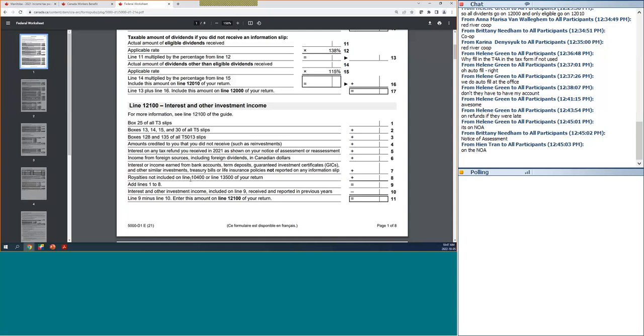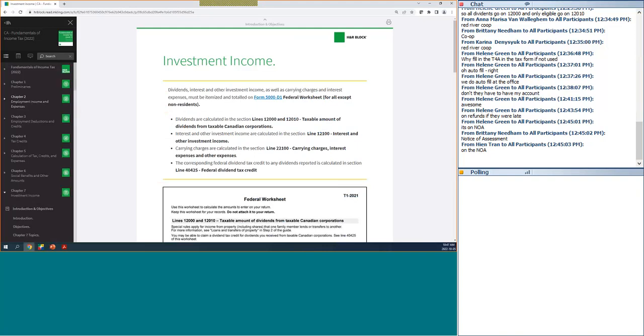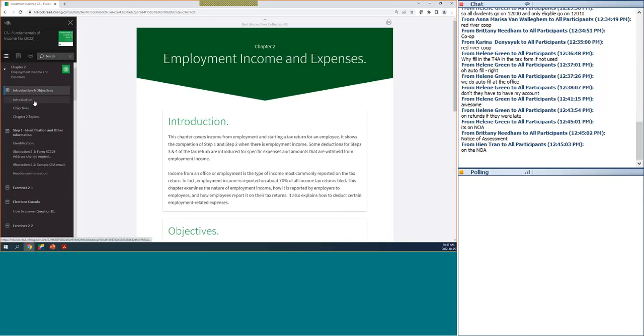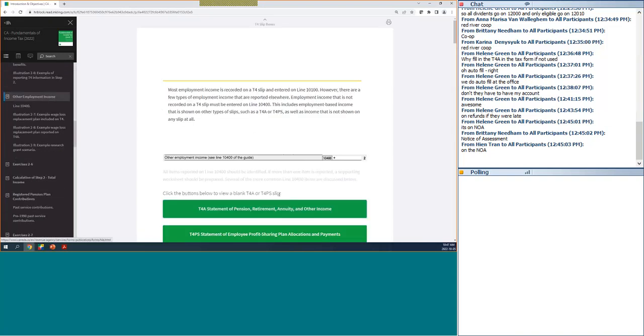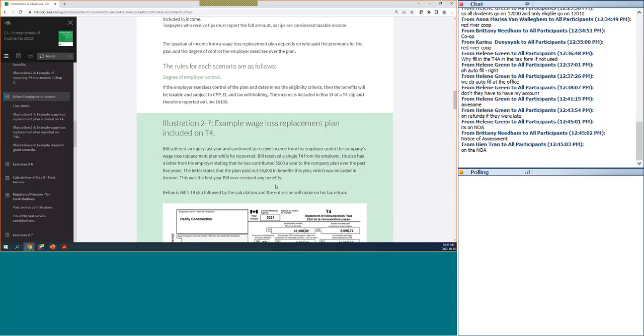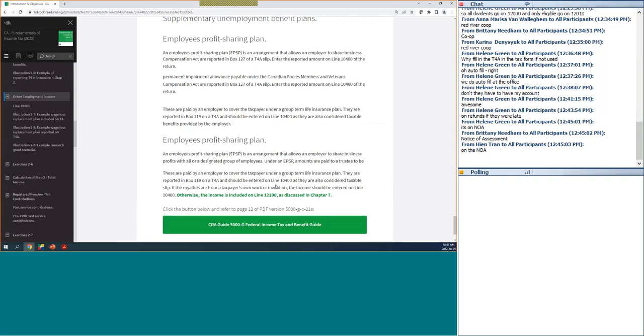Royalties, you may have missed this in Chapter 2, but I'm going to bring you all back to Chapter 2 very briefly, and we're going to talk about royalty income. There was a lot in Chapter 2, so we couldn't look at absolutely everything. But if I'm looking at other employment income and I go way, way down to the bottom, we have a thing about royalties down there.